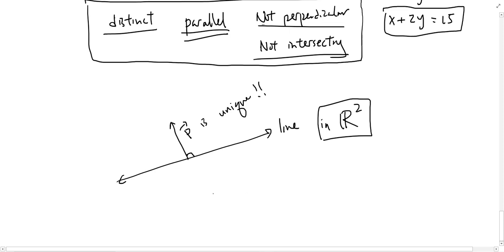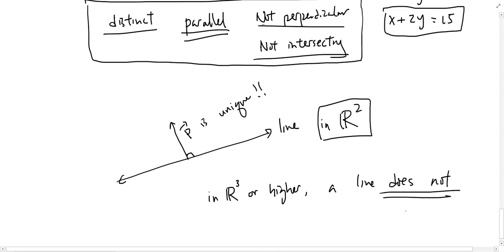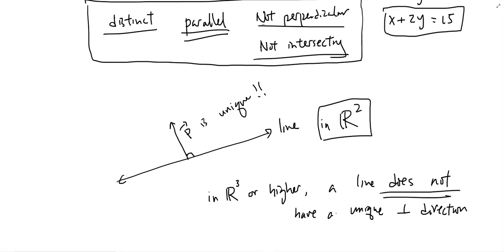The problem is in dimensions higher than R2, in R3 or higher. A line does not, I repeat, does not have a unique perpendicular direction. That is the problem. That's the reason why we cannot write a line in R3 or higher in regular equation form, because that requires a perpendicular direction to exist. And yes, a line has a lot of perpendicular directions in R3 or higher.